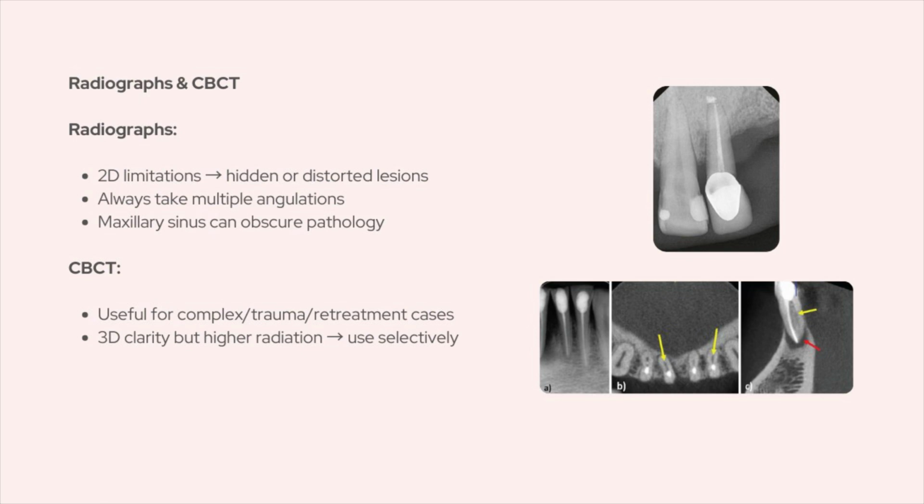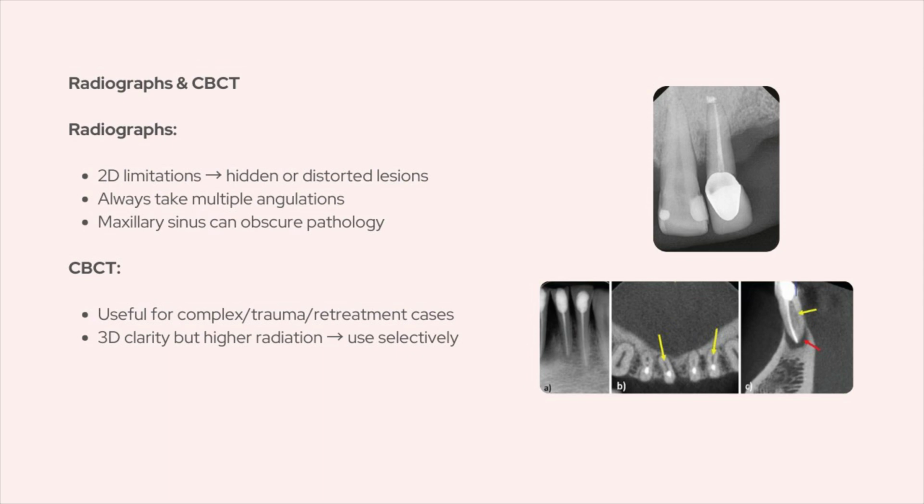Okay, now let's shift into radiographic examination, because this is a major area of misdiagnosis. Radiographs are essential, but relying on them too much is a huge mistake. They're two-dimensional, meaning they can hide anatomical structures, make lesions appear larger or smaller, and even completely conceal periapical disease depending on the angle. You always need multiple images from different angulations, especially in the posterior maxilla, where sinus overlap can mask pathology. CBCT overcomes many of these limitations by giving us a 3D view.